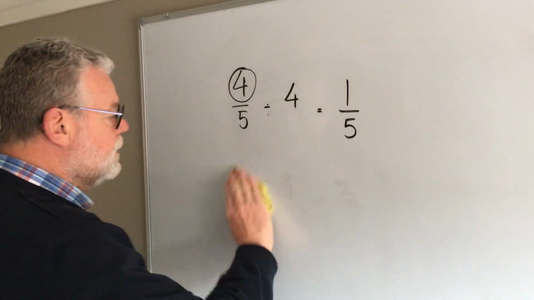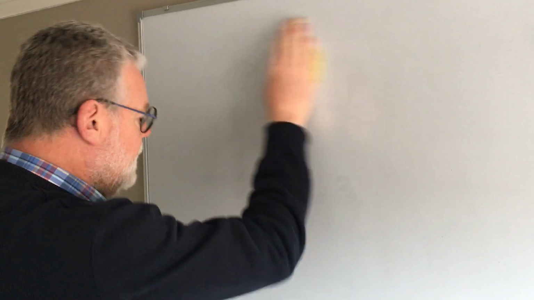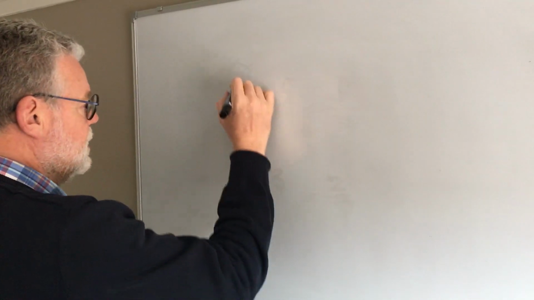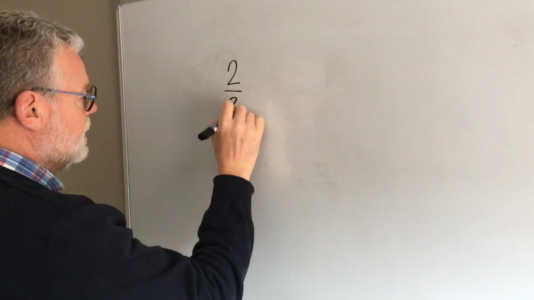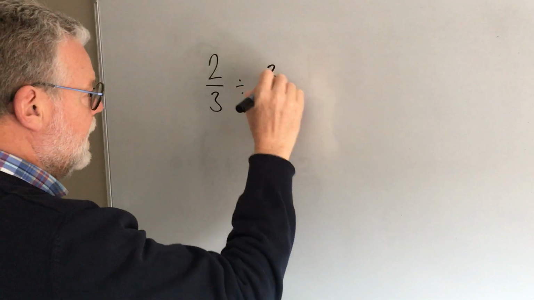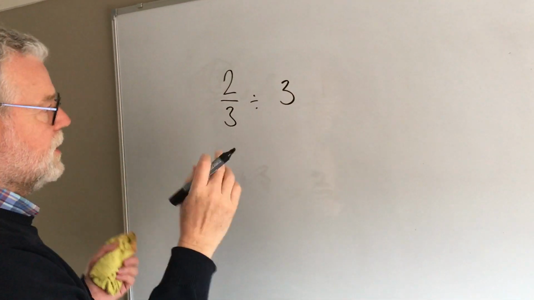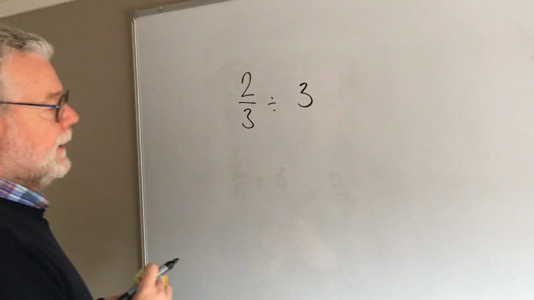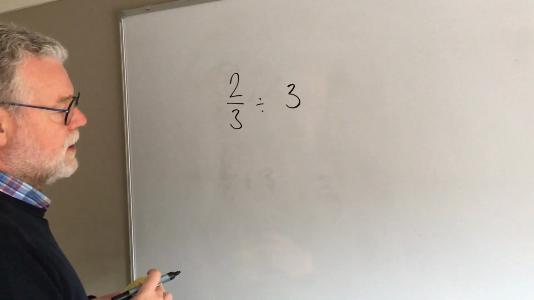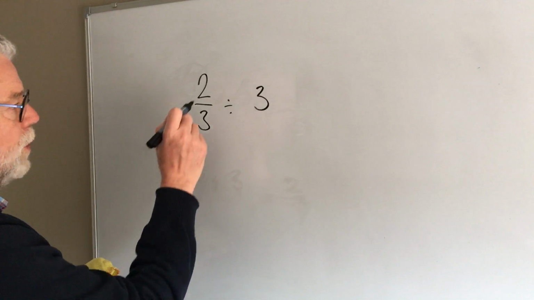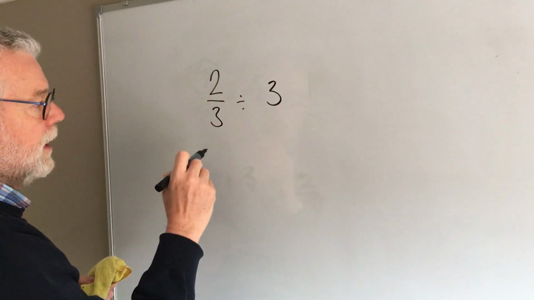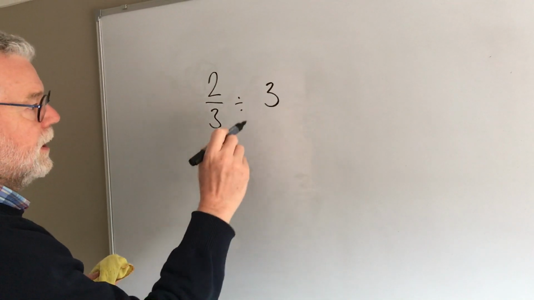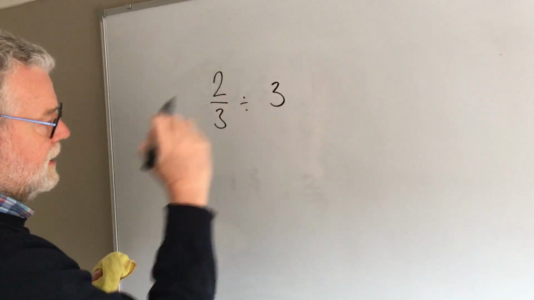The problem comes though when we have to deal with something like this. So if I have 2/3 and I'm dividing by 3, you can see straight away we've got a challenge, because 2, I can't divide 2 by 3. So there's a couple of ways that we can solve this problem. The first one is to create an equivalent fraction where the numerator is divisible by 3.